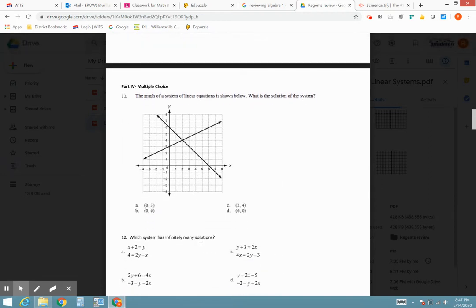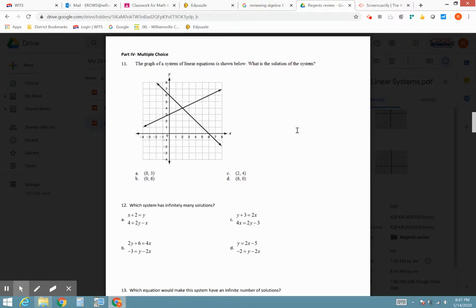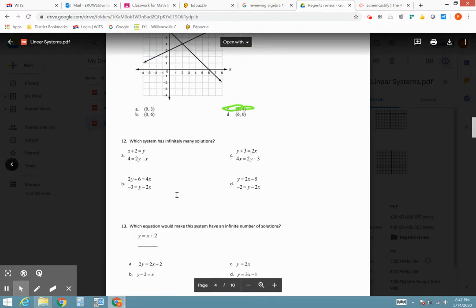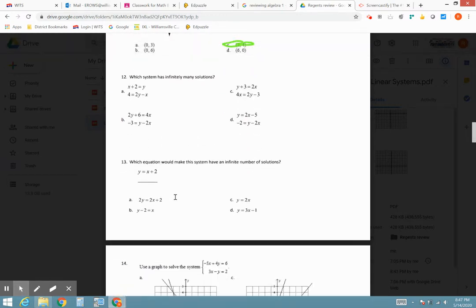Oh, good, multiple choice. We don't have to graph. So the graph of the system of linear equations is shown below. What is the solution? Find where they cross. 2, 4. Helps if you have the pen. 2, 4. That's choice C. Which system has infinitely many solutions? That means the lines would be on top of each other. So you're looking for same slope, same y-intercepts. So of course you have to put them in the same format.